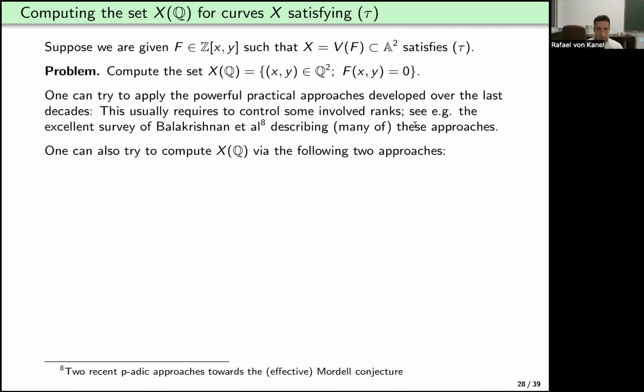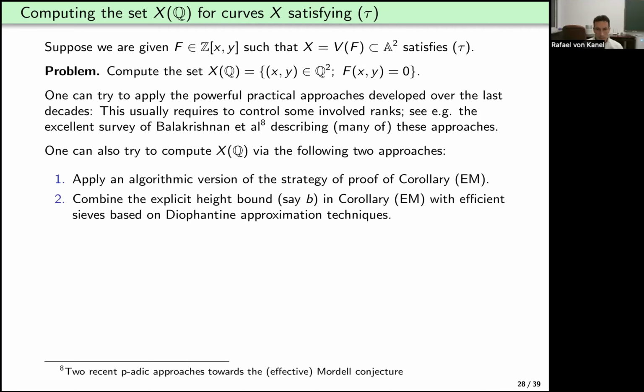One can also try to compute this X(Q) using the following 2 approaches. The first of these approaches is just an algorithmic version of the strategy of proof of Corollary EM. And another approach is more naive. We just search for all points of bounded height, but we need some efficient sieves using Diophantine approximation techniques.